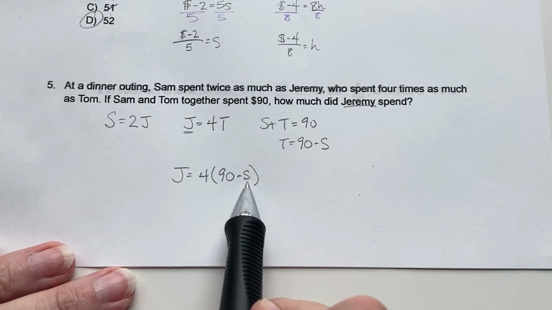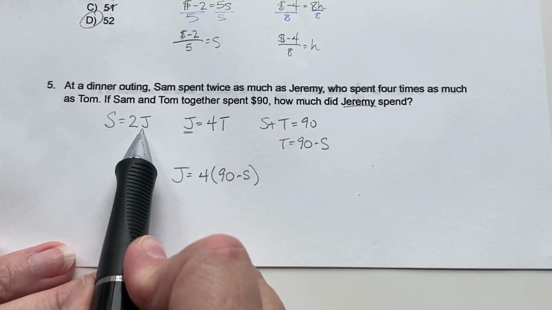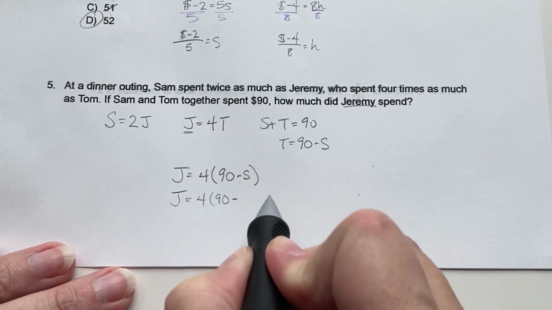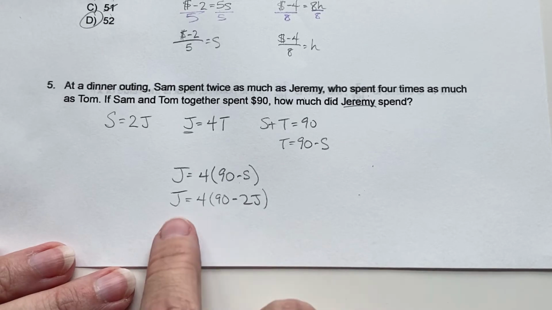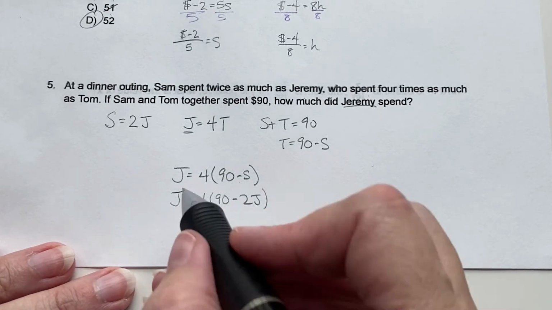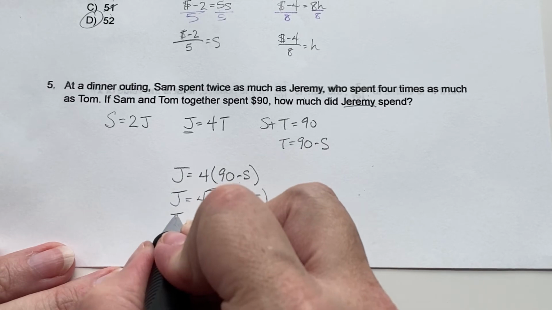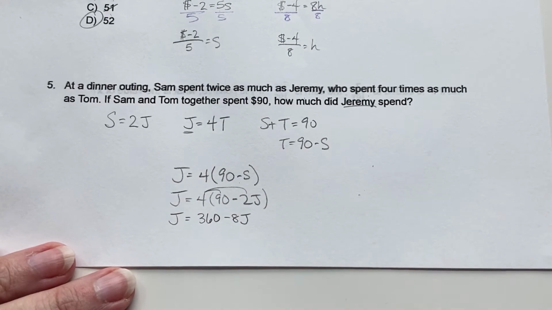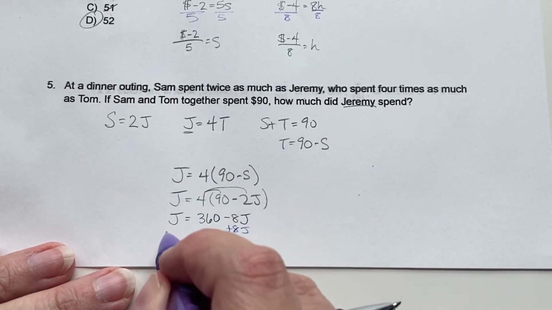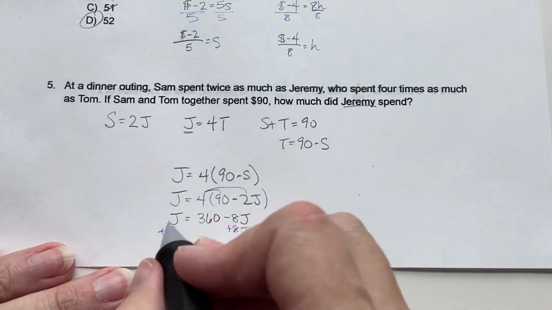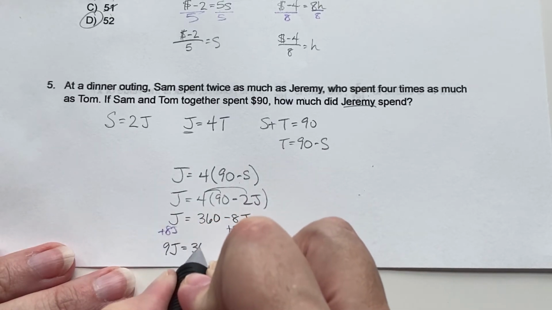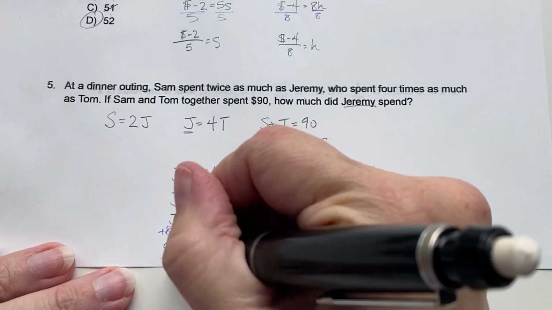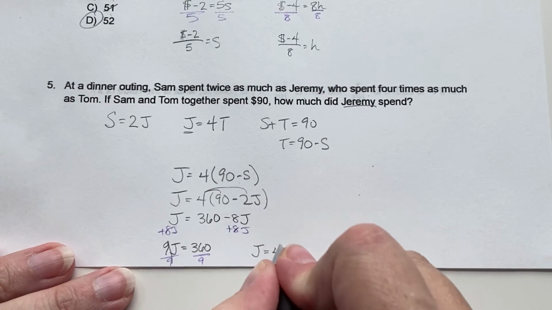Okay, we still have this s, but we know over here s equals 2j. So let's substitute that in. All right, now we only have one variable, so we can solve now. So distribute that 4 through. Okay, add that 8j over. Divide by 9. So j equals 40.